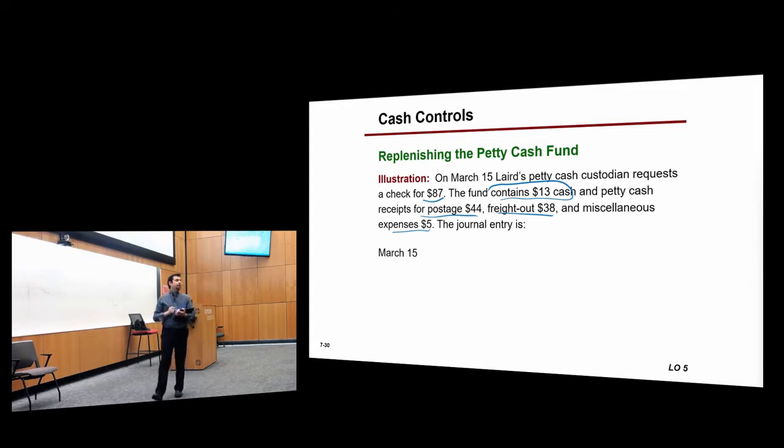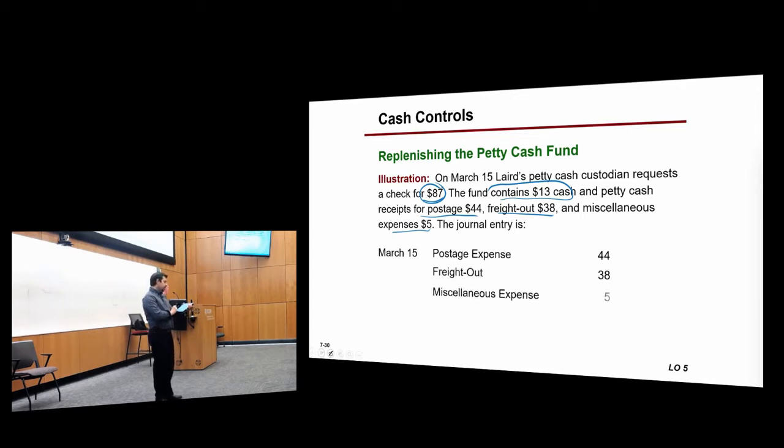How much cash is the custodian of the fund requesting? They are requesting 87. That's the amount that will be credited to cash, right? And then you have the other expenses. You debit the expenses, you credit cash.